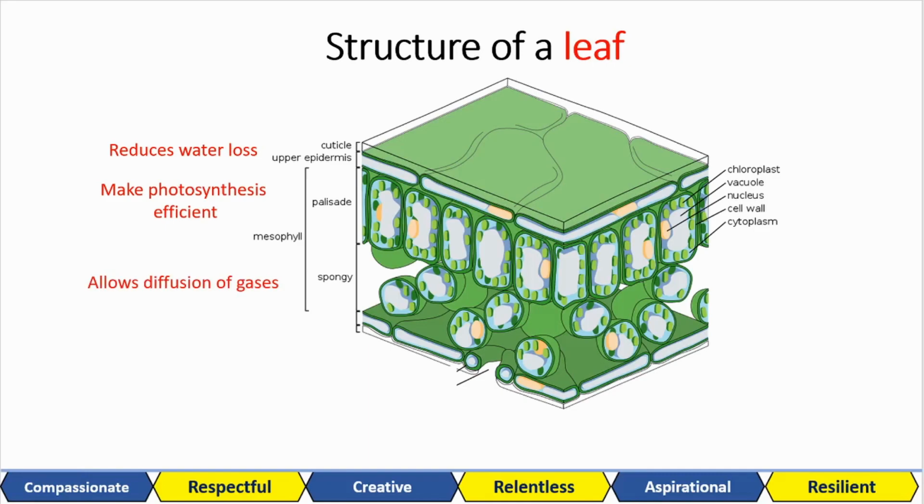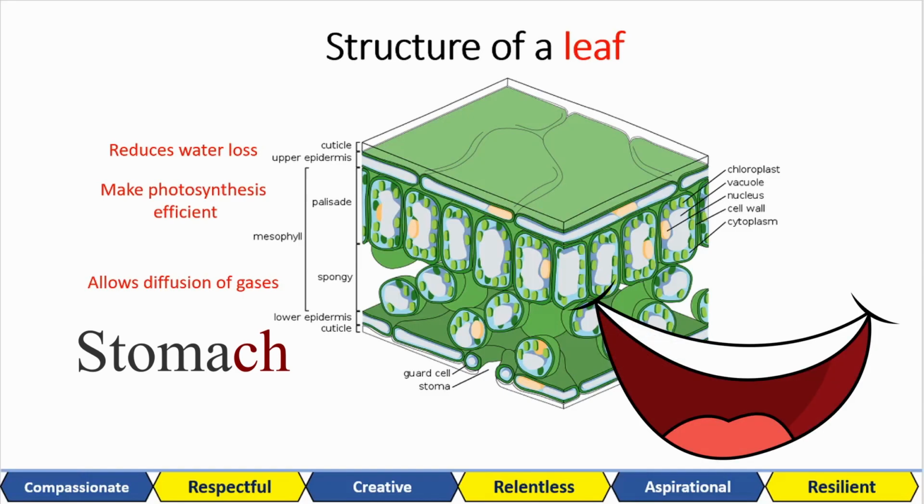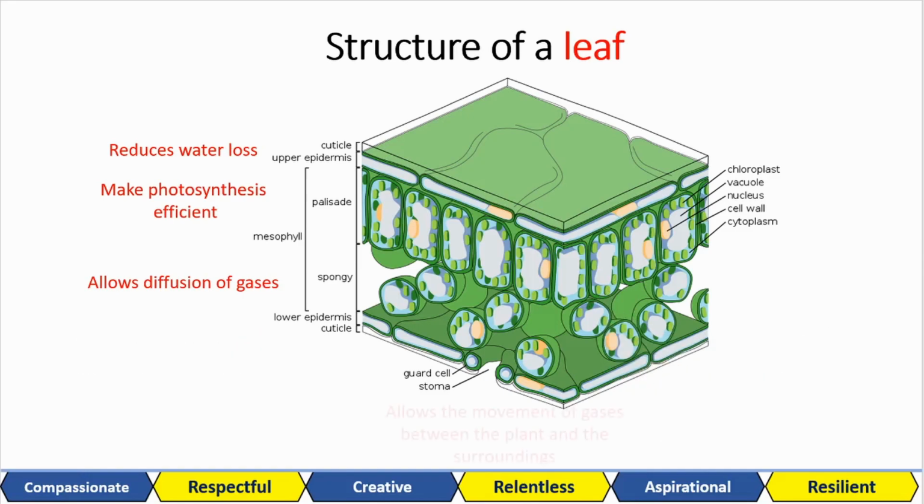Now at the bottom we have the lower epidermis, which contains these tiny gaps called stomata, or stoma if you're just talking about one. If you're wondering why stoma kind of sounds like stomach, that's not an accident. They both share a root word for mouth, which is in Greek. The stomata allow gases to move between the plant and the surroundings. But this movement has to be regulated.